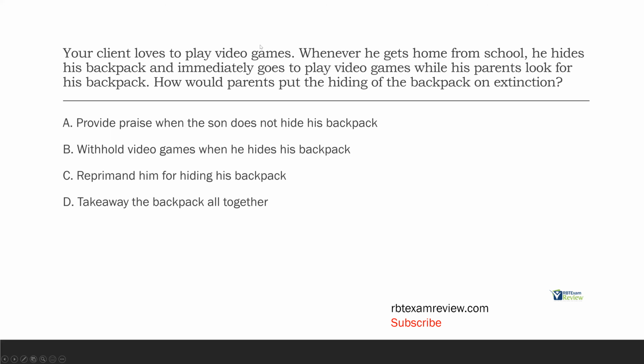B, withhold video games when he hides his backpack. Yes, he's getting access to this tangible, this video game. If we're going to put the behavior on extinction, we need to withhold that reinforcement. So we need to withhold video games as he hides his backpack. What about C, reprimand him for hiding his backpack? Well, that's an attempt at punishment. D, take away the backpack altogether. Now you're just response blocking. Response blocking is not extinction. We have to give them an opportunity to engage to put the behavior on extinction.